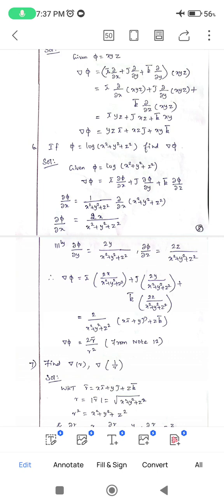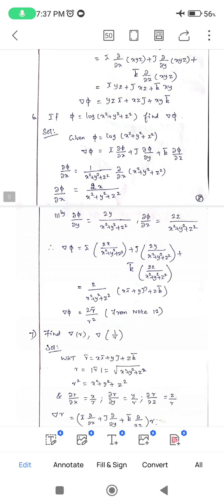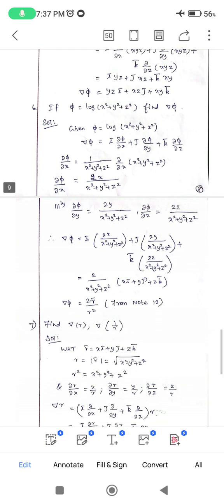So to differentiate, log x differentiates to 1 by x. So 1 by x square plus y square plus z square. Again to differentiate x square, we get 2x. So 2x by x square plus y square plus z square. Similarly, dou phi by dou y is equal to 2y divided by x square plus y square plus z square. Dou phi by dou z is equal to 2z by x square plus y square plus z square.